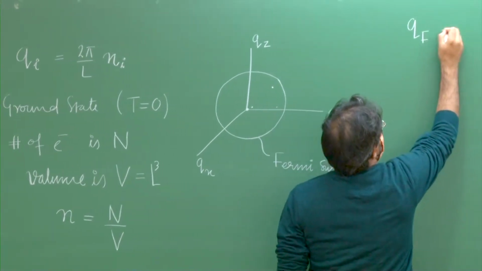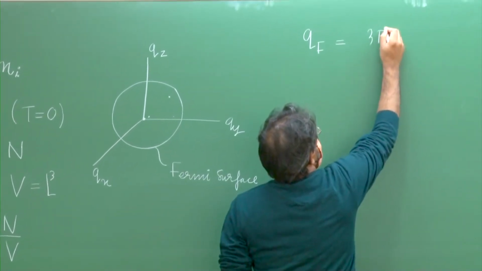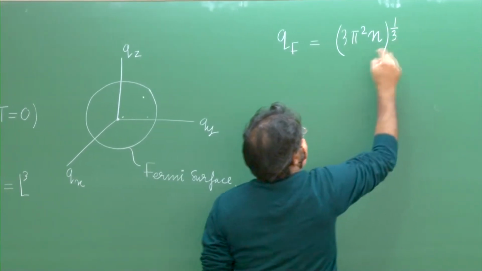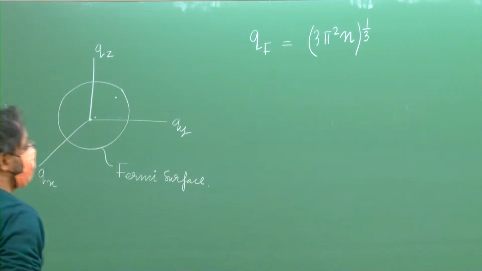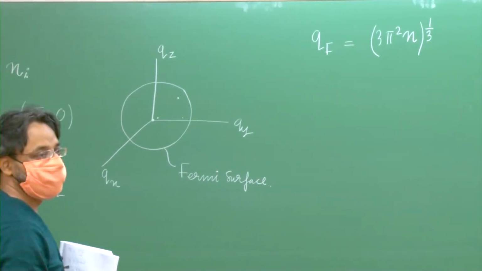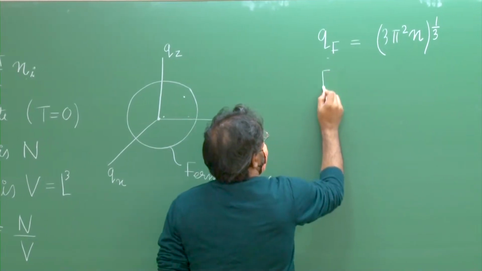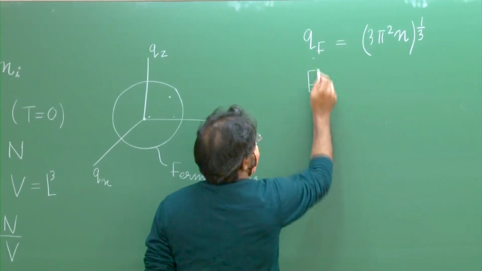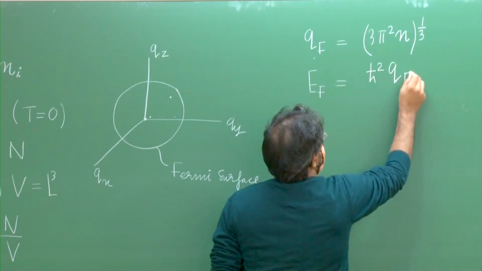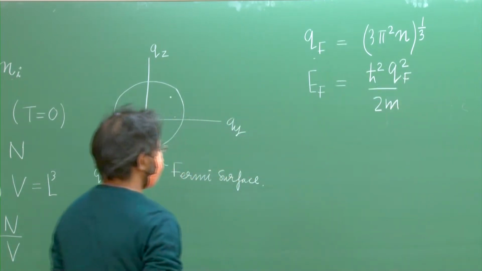and we obtained a formula for it. You remember that? That formula is (3 pi squared n) to the power 1 by 3. It depends only on the number density of your electrons. So if the number density is large, this is going to be a larger Fermi surface, and so on. Now once you know qF, you can immediately get the Fermi energy, which is h bar squared qF squared by 2m, where m is the mass of the electron.